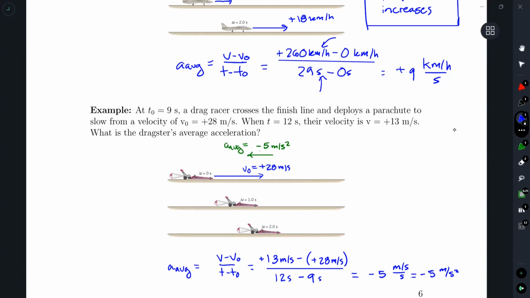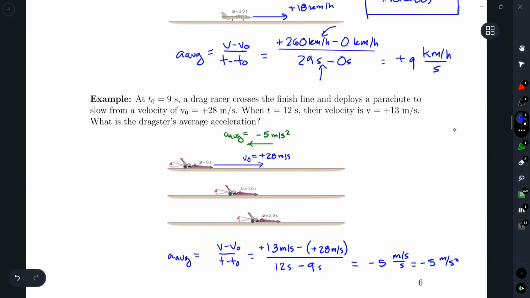That's after 3 seconds, right? Because that's from 9 to 12 seconds. So what about after just 1 second? Is it 23 meters per second? Yeah, that average acceleration shaves off 5 meters per second each second. So now velocity is a little bit less.